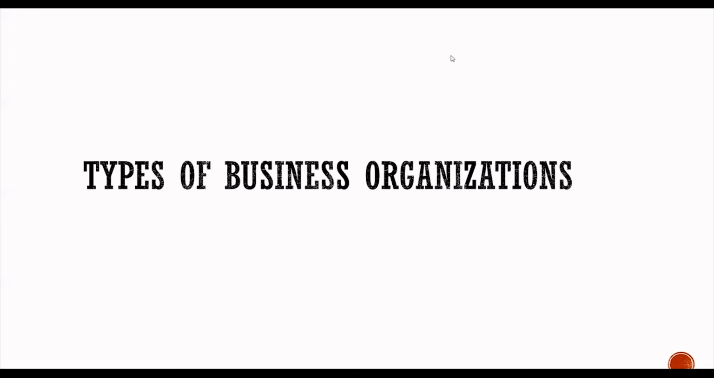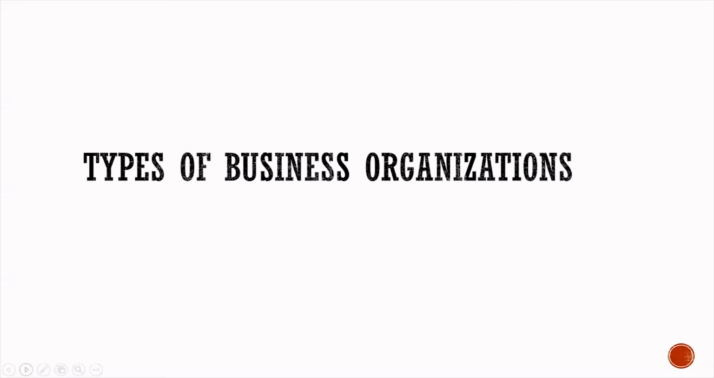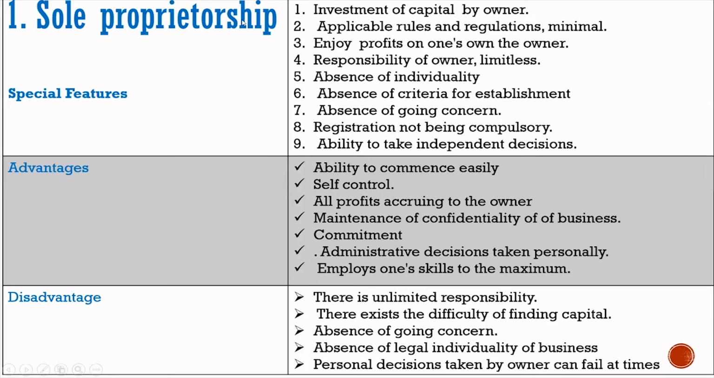Now, let's go towards the types of business organizations. There are a set of business organizations that you have to know. I'm providing a summary of each business organization. First one is the sole proprietorships. These are simply called sole traders or businesses owned by one person. The special features are that the investment of capital is done by the owner, one person. The rules and regulations they have are really low.